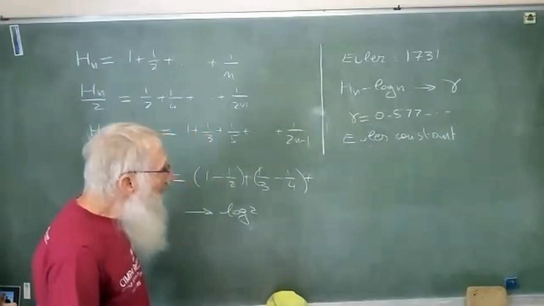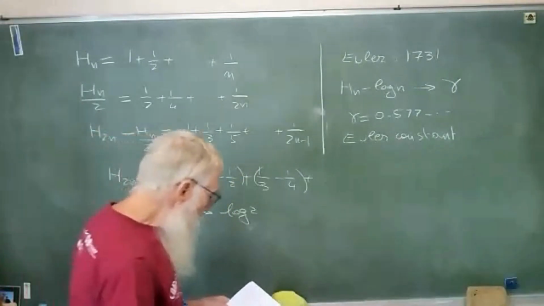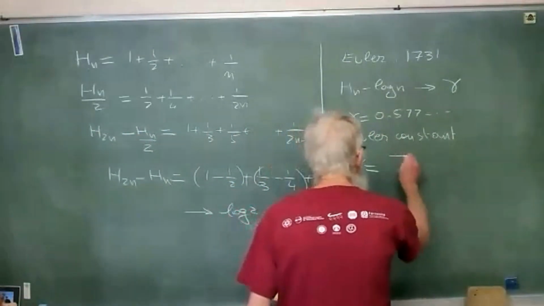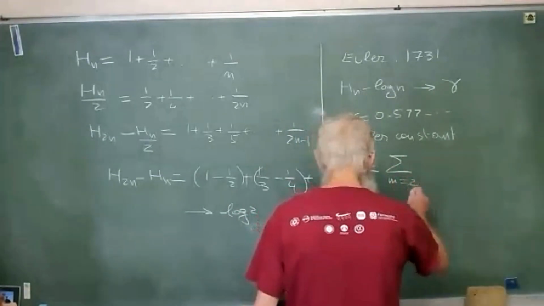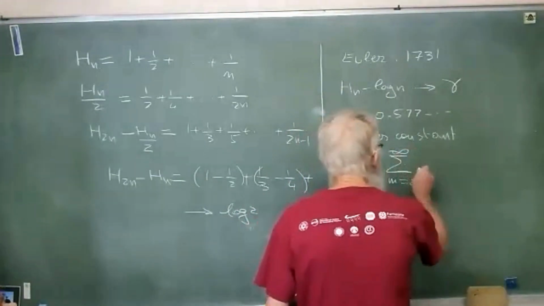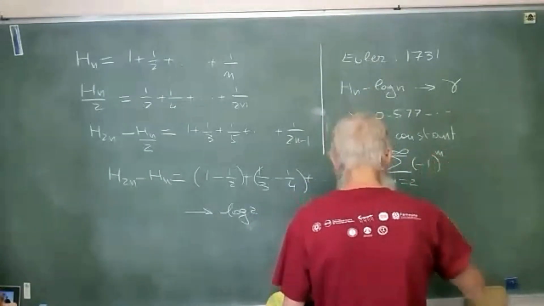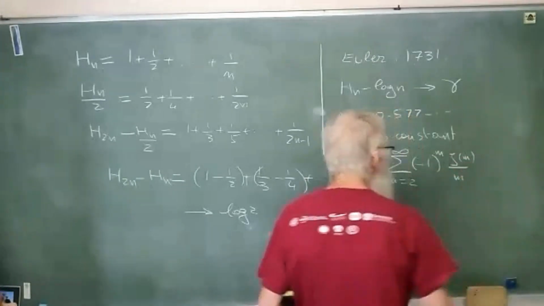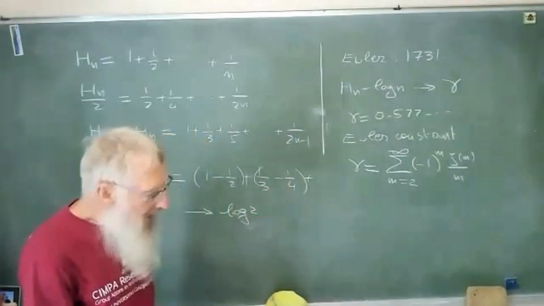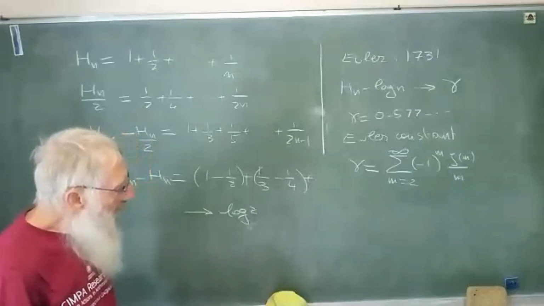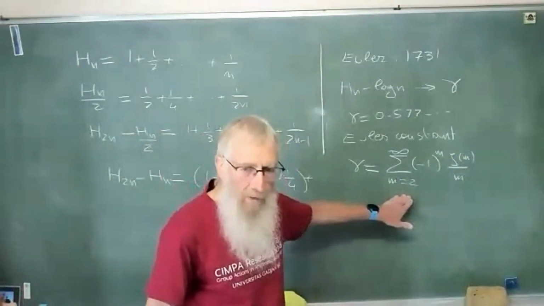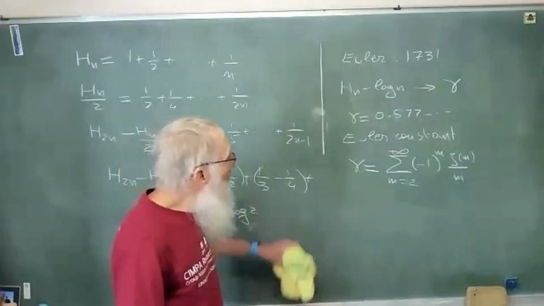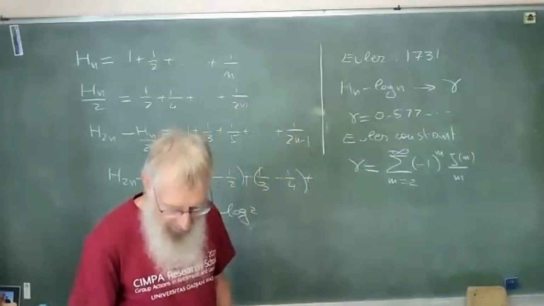Euler proved that, and he proved something more. He proved that gamma, this Euler constant, is the sum for n equal 2 up to infinity of (-1)^n zeta(n) divided by n. So he proved that this series is convergent. The fact that it's a convergent series is not too difficult because it's an alternating series. And the limit is the limit of Hn minus log n.